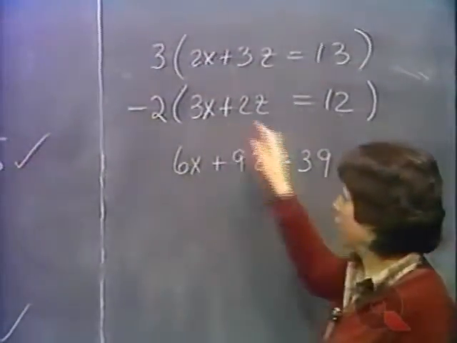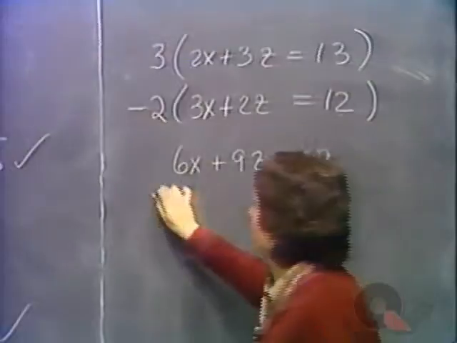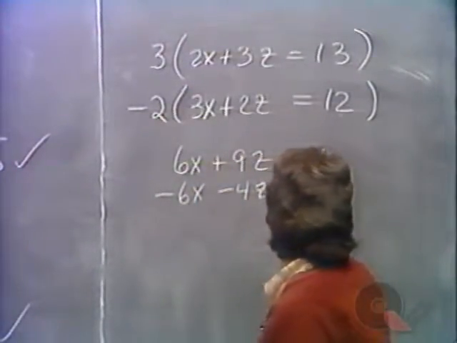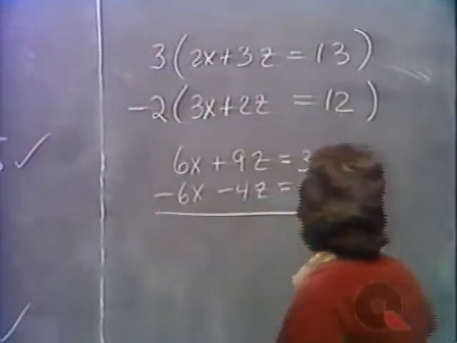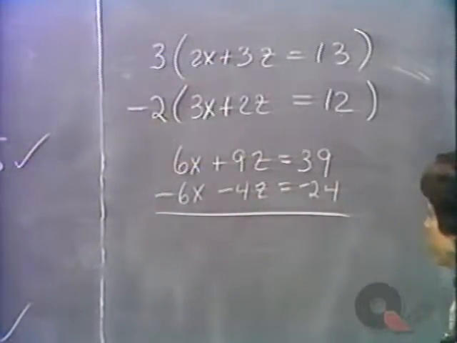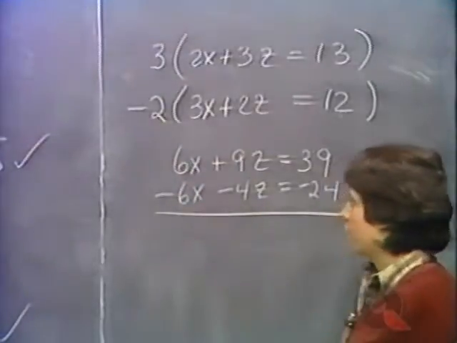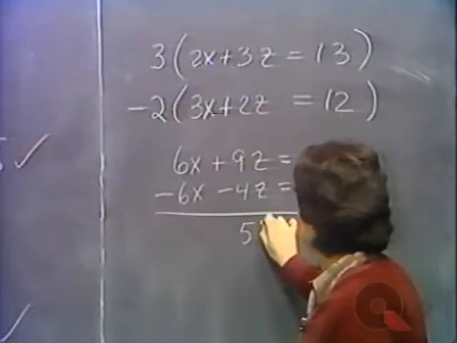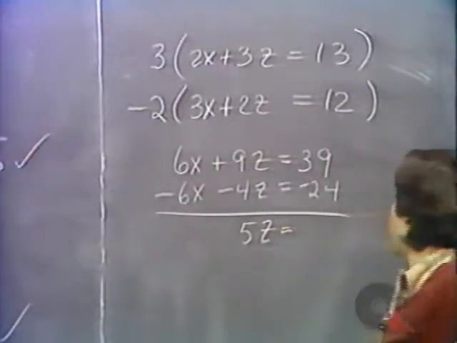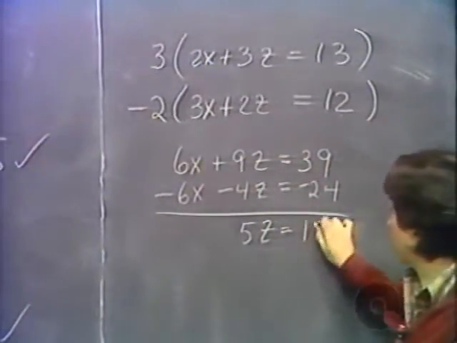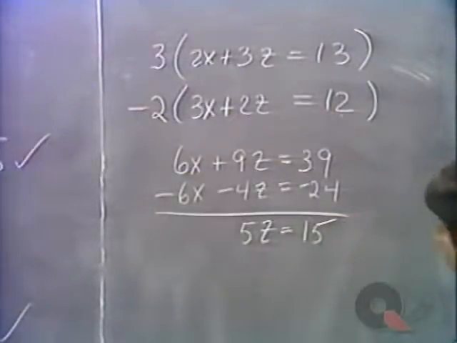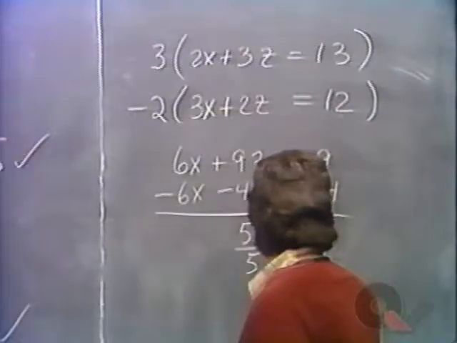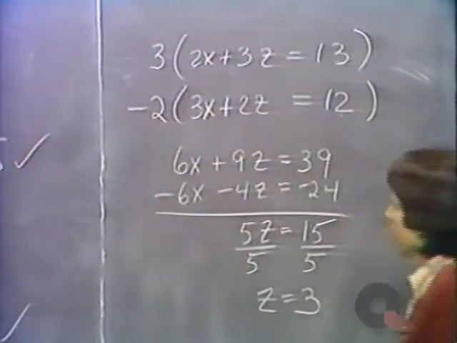Now multiply both sides of the bottom equation by -2, so -6x - 4z = -24. Now let's add the equations. -6x and +6x just gives us 0. 9z - 4z gives us 5z = 39 - 24, which is 15. We divide both sides of the equation by 5, and we get that z = 3.